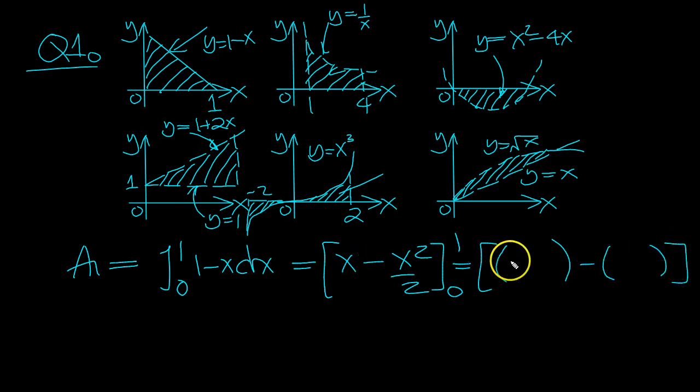Put 1 in, we get 1 minus 1 squared over 2. Bottom value, put 0 in, we still get 0 throughout. So we end up with a half.